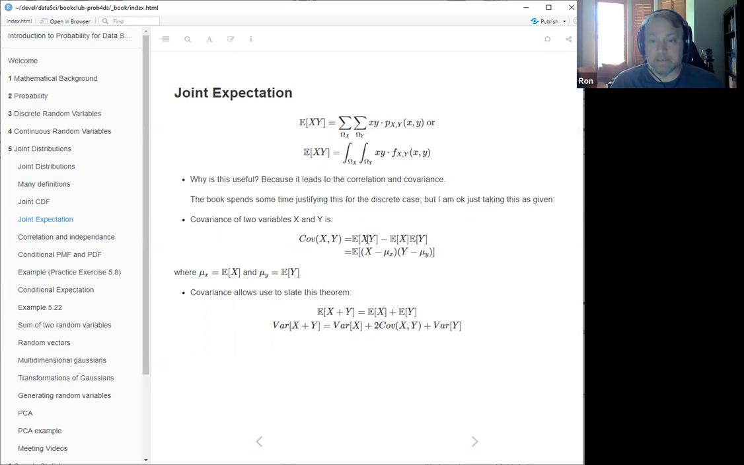Because then in that case, the expectation, the covariance is zero, right? So then this minus this is zero. So that tells you that the expectation value of X times Y is just the product of expectation of X times expectation of Y when they're independent.